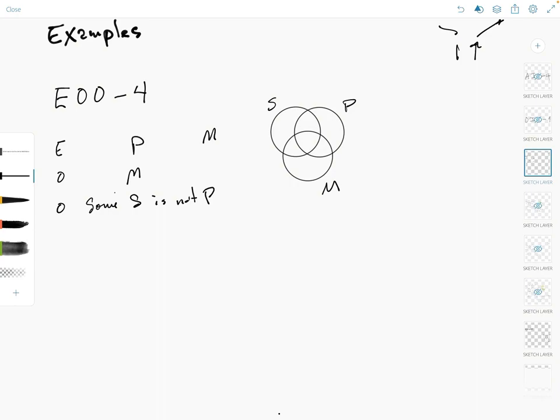Okay. Now we put the major term in the major premise, minor term in the minor premise, and now we just use the mood to fill in the rest of the information. So for the major premise, we have no P is M. For the minor premise, we have some M is not S. So there's our schema. No P is M, some M is not S, therefore some S is not P.